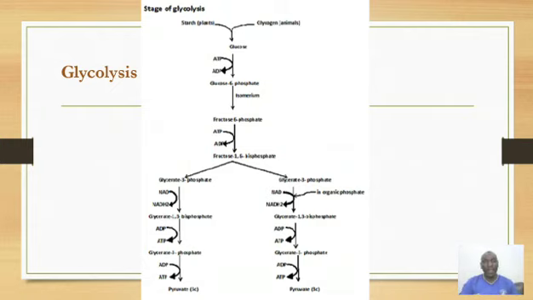In summary, glycolysis is a series of reactions in which a glucose molecule is broken down into 2 molecules of pyruvic acid. This occurs within the cytoplasm of a cell. It begins by glucose getting phosphorylated, a phosphate group added to it from ATP, giving off ADP and glucose 6-phosphate.